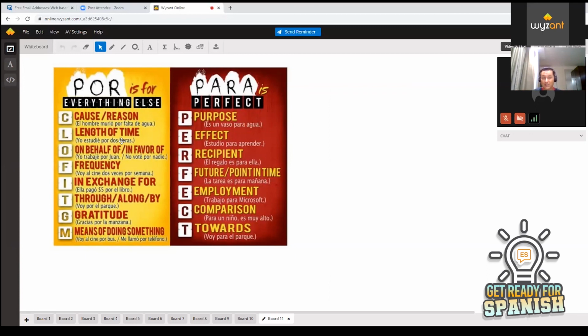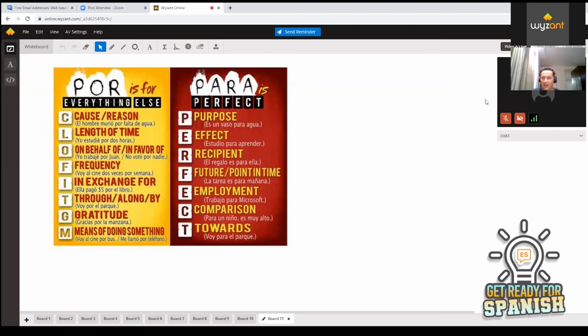You're gonna have to study this. You're gonna have to familiarize yourself with this, and go over the exercises, memorize these rules, and also have a little luck. Okay, because some of these can be very confusing. Some of them are easy, like to express thank you. Gracias por la manzana. Thank you for the apple. Every time you say thank you for, it's going to be por, not para. Okay?